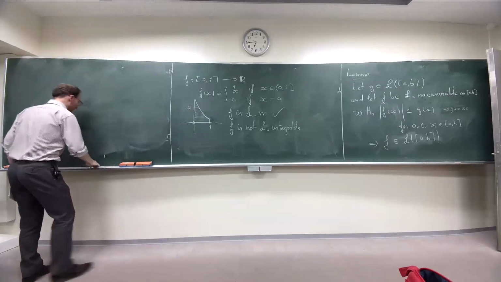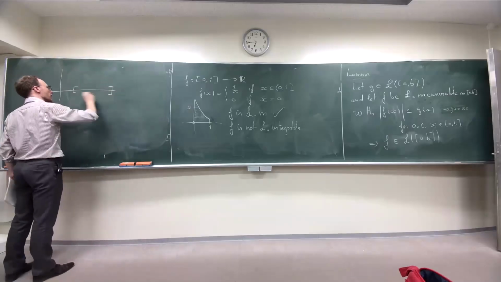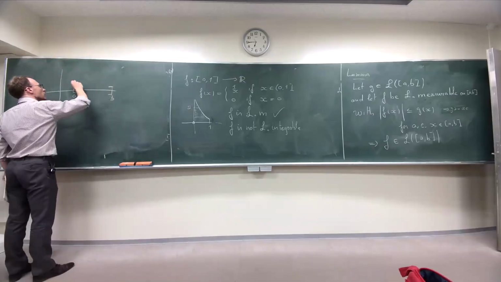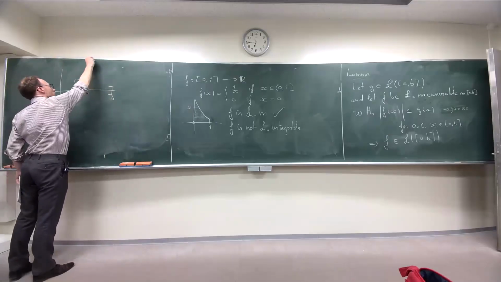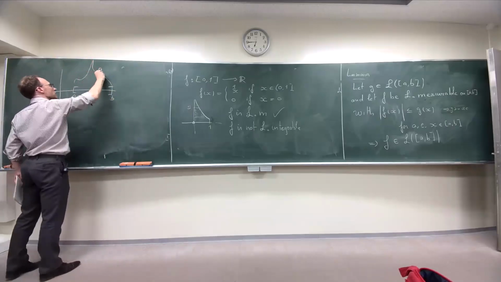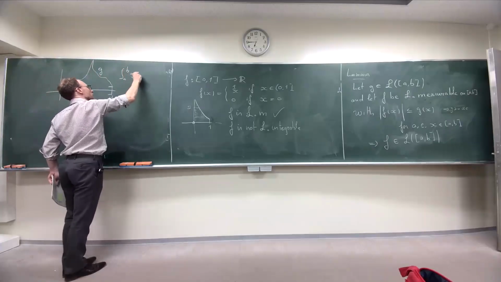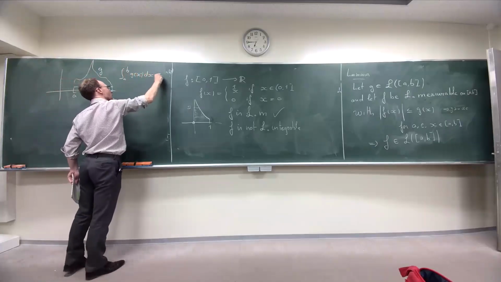The picture you should keep in mind is this one. You have an interval, AB. You know that G can have a singularity, but still, this is G. You know that the integral on AB of G of x dx is finite.